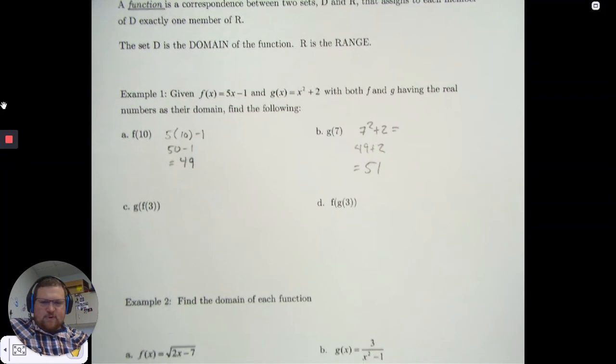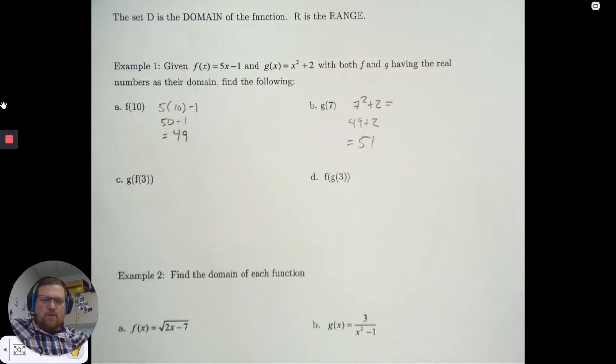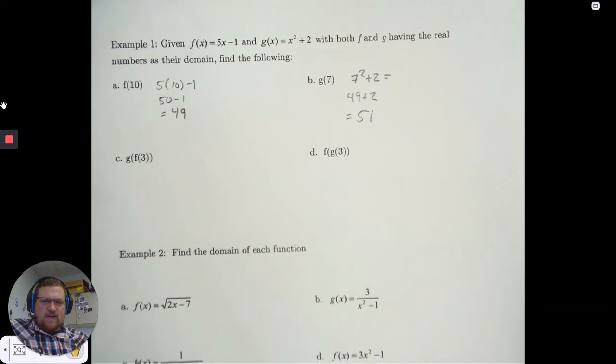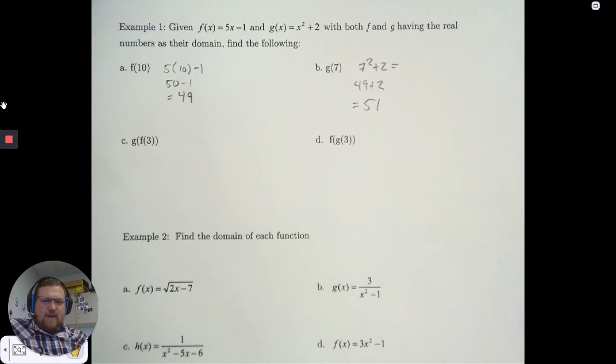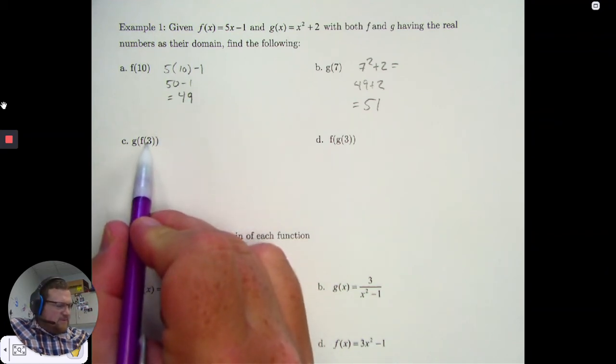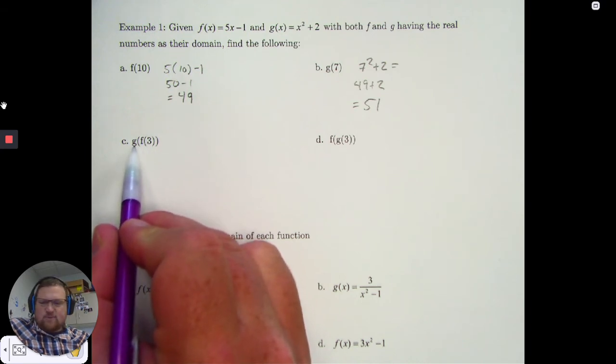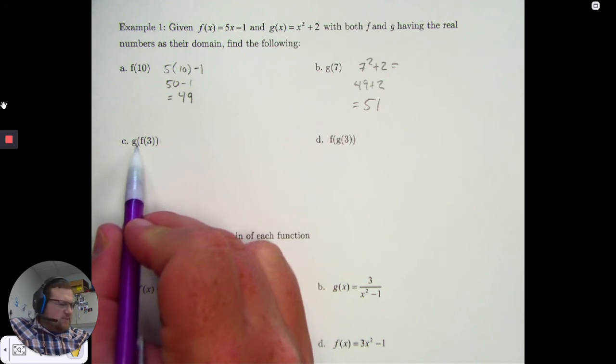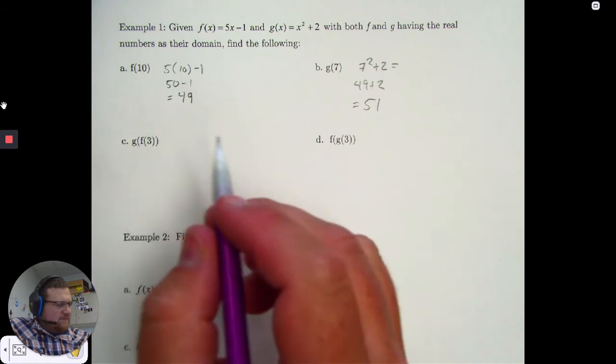Okay, the next part, these are composites. So this is where you have more than one thing to do at a time. And just like all math, we start with our innermost parentheses and we work our way out. So we actually have to put this 3 in for f first, and then whatever we get for that, that's what we put in to the g function. The way you read this is g following f with an input of 3. That's the way we have to look at this.